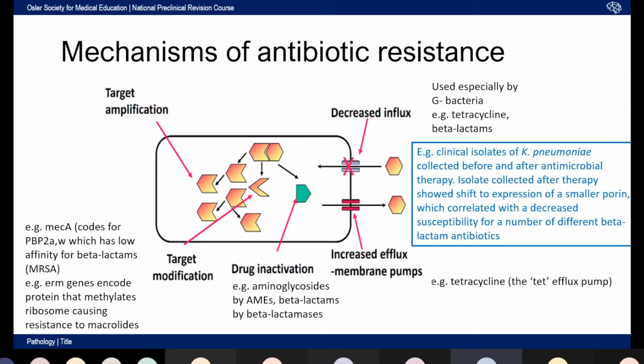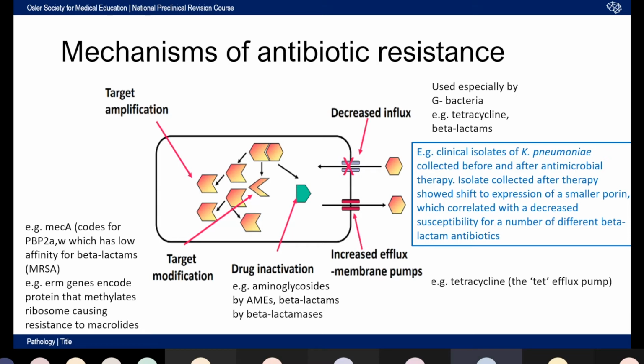And then another example is erm genes that encode an enzyme that methylates the ribosome in such a way that it causes multi-drug resistance to macrolides, lincosamides, and also streptogramin B. And the final mechanism is target amplification. This is overproducing the target of the antibiotic. So this can be via a mutation in the DNA promoter region for the gene of the target. And this can overwhelm the ability of the antibiotic to inhibit the metabolic pathway that the target is involved in.